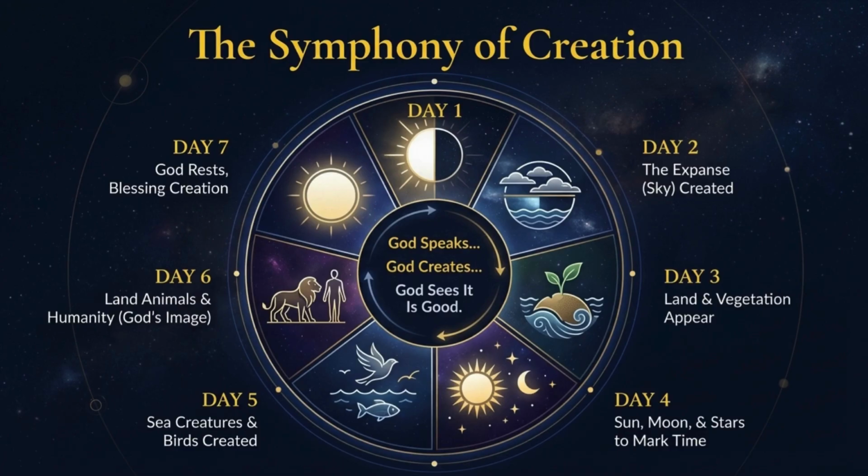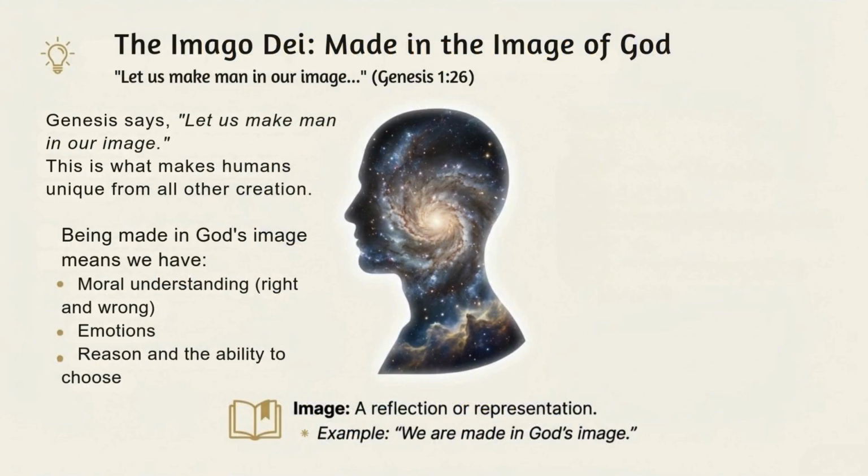And through all of this, we see the same pattern repeated. God speaks. God creates. God sees it as good. At the center of creation, Genesis says, "Let us make man in our image." This is what makes humans unique from all other creation.